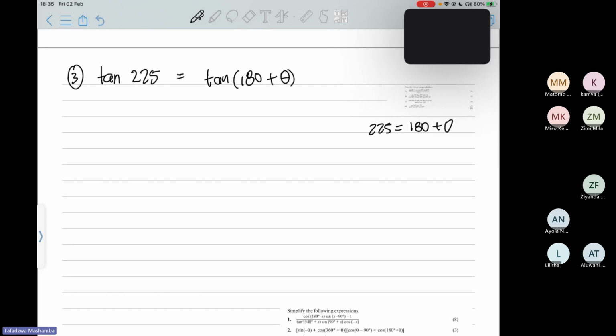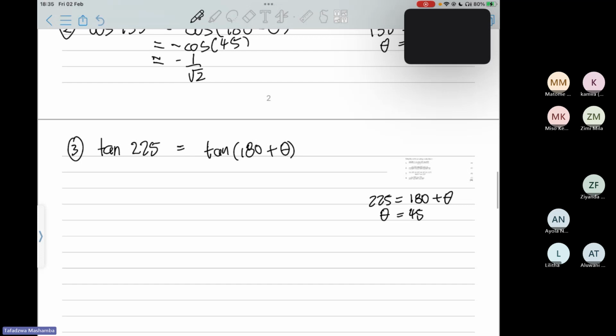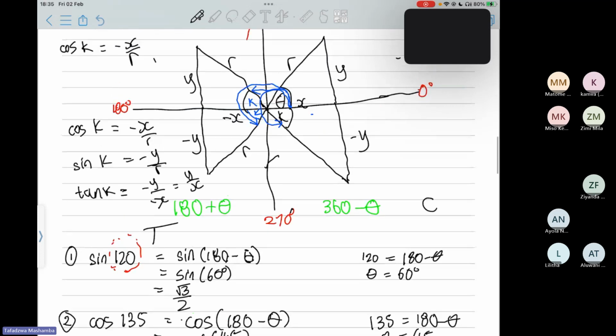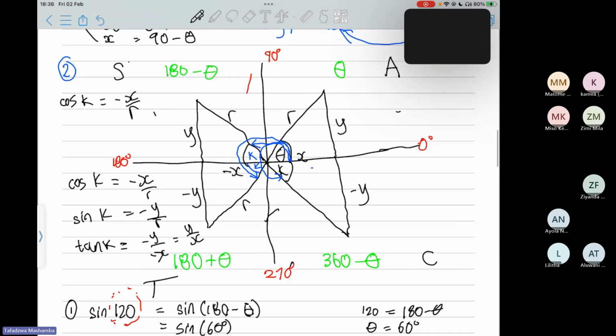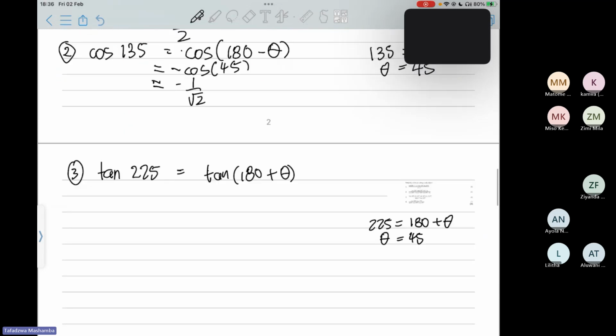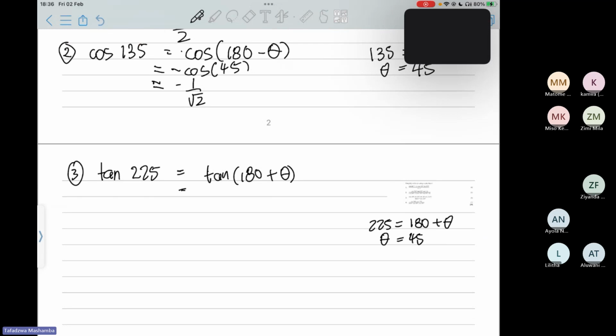And the whole purpose of this is so that you find what theta is. So therefore theta is equal to 45. And remember the importance of always checking whether what you're solving for is positive or negative in that quadrant. We know tan is positive in that quadrant, so our answer is perfectly fine. So immediately we can simplify this to tan of 45.